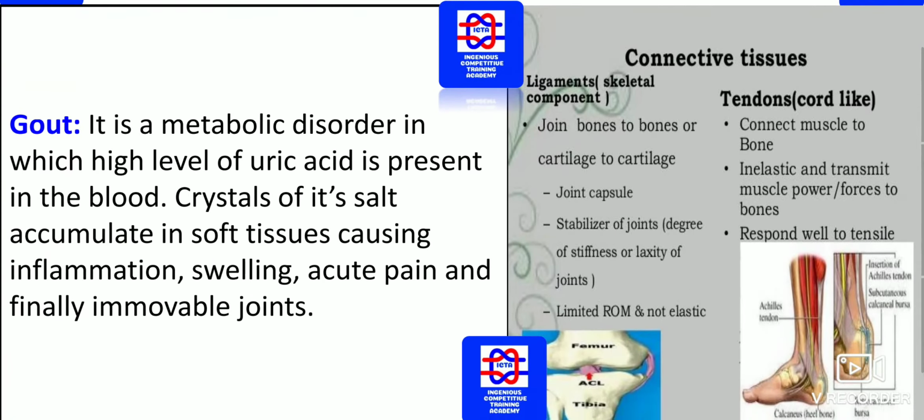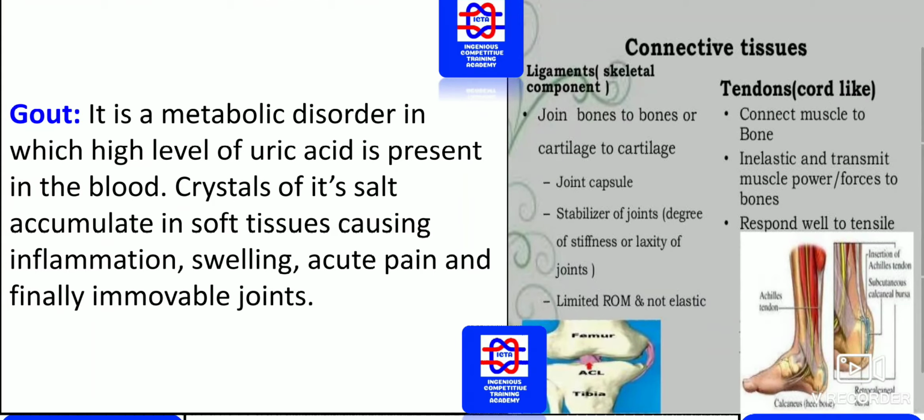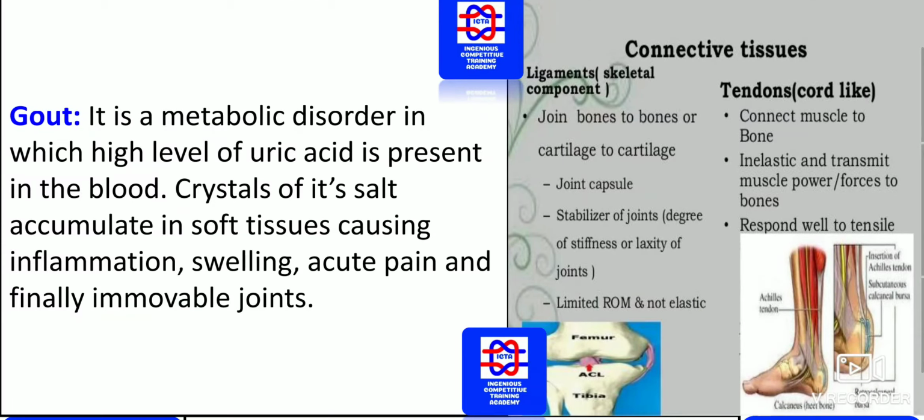Next we have gout. Gout is a metabolic disorder in which a high level of uric acid is present in the blood. Whenever there is an increase of uric acid in the blood, crystals of its salt accumulate in soft tissues, causing inflammation, swelling, acute pain and finally immobile joints. This occurs directly in the joints.